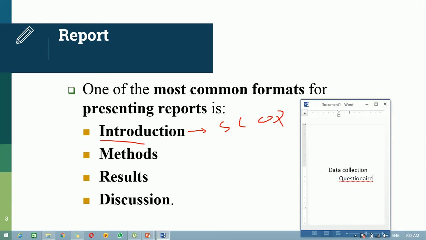Why questionnaire? The spelling is right. I don't know why it just takes it. Anyhow, no problem. Let's move on.